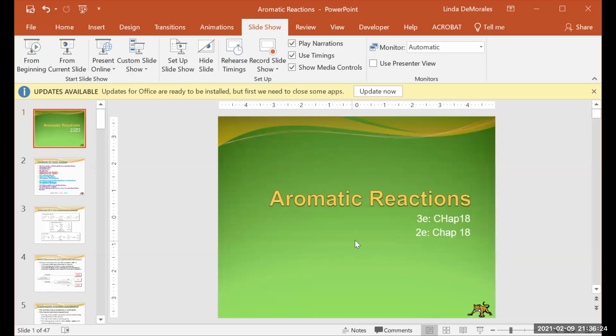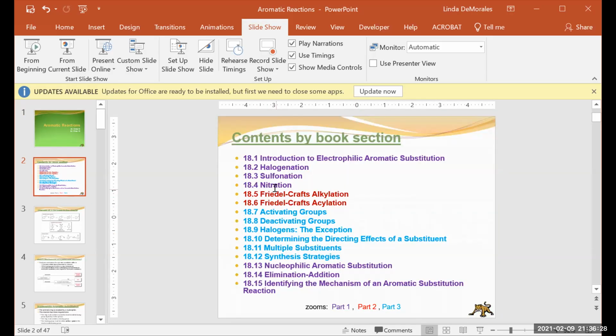This is our Aromatic Reactions chapter, part 2. And the part 2 Zoom is going to cover Friedel-Crafts. If you learn nothing else this chapter, learn Friedel-Crafts. It's synthetically useful, one of the most synthetically useful reactions that you'll learn in organic chemistry.